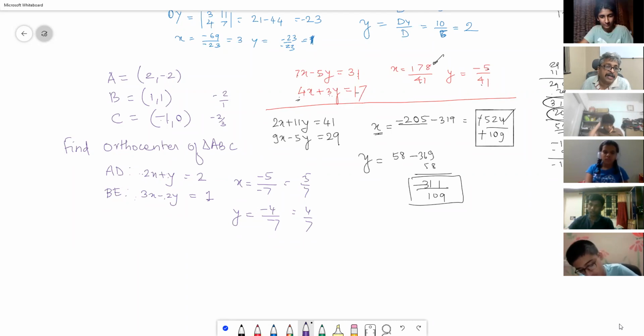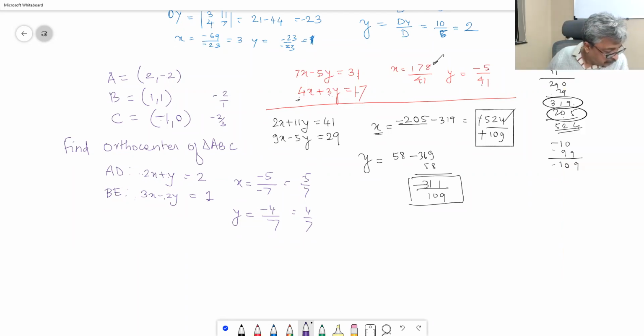So I give you one more triangle now. You give me the orthocenter very quickly. A is (2, 5), B is (6, -1), C is (-4, -3). Find the orthocenter.